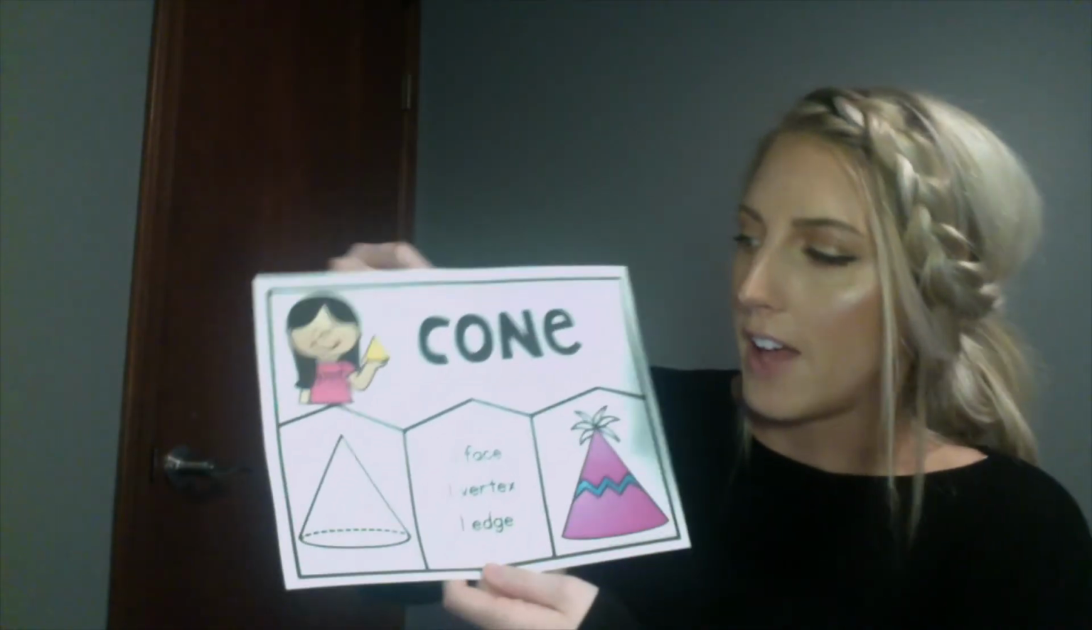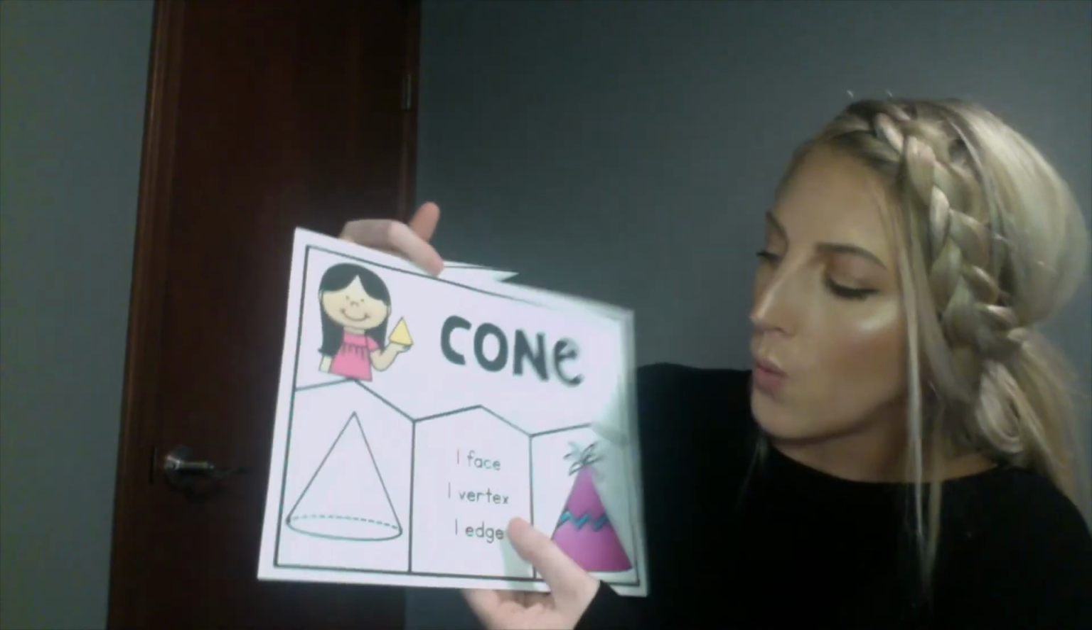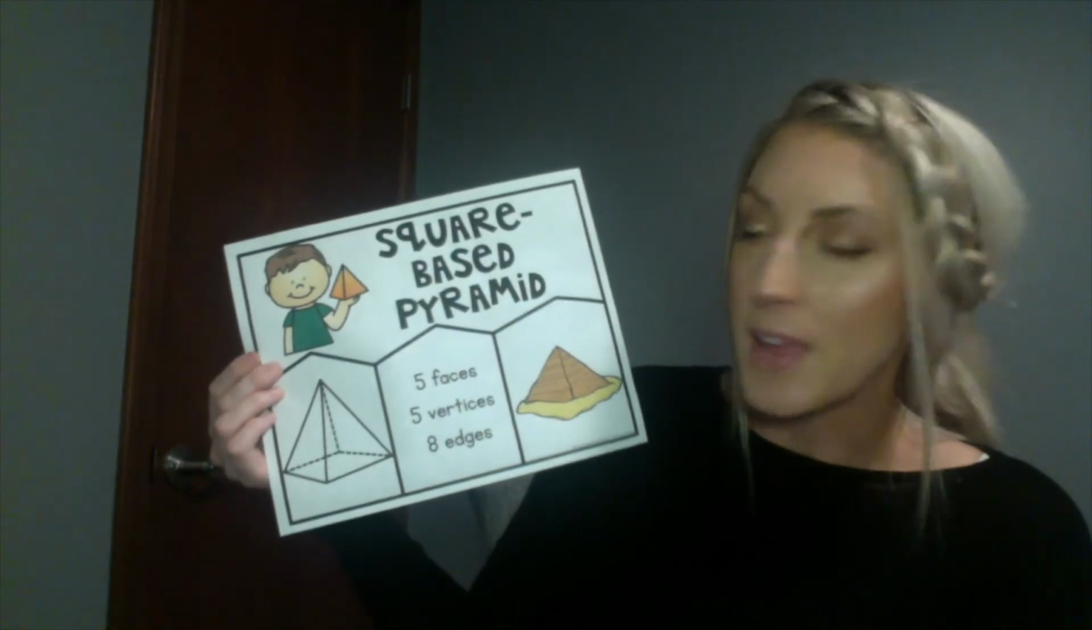So cones have 1 face, 1 vertex, and 1 edge. They have 1 of everything. So on the cone, where do you think the face is? On the bottom. 1 vertex, right there, and then 1 edge, which is this outer edge. And that is a cone. The last one I'm going to show you today is called a square-based pyramid.